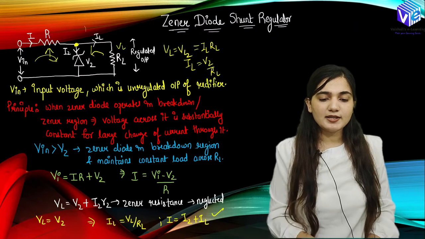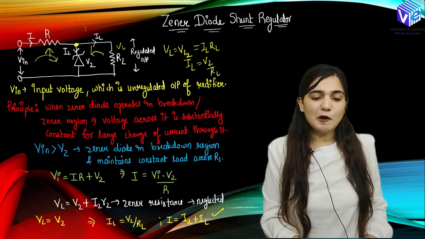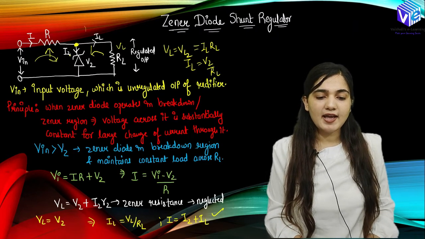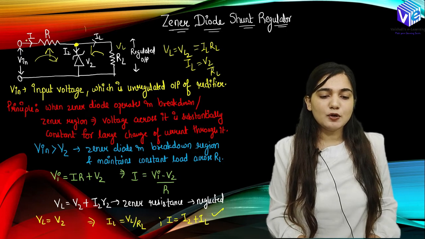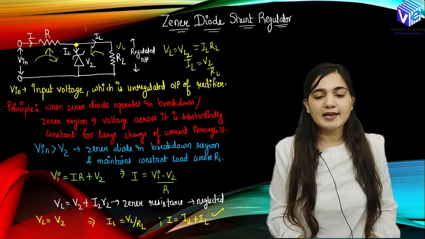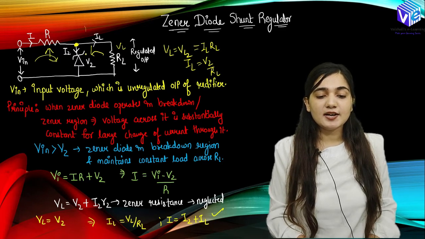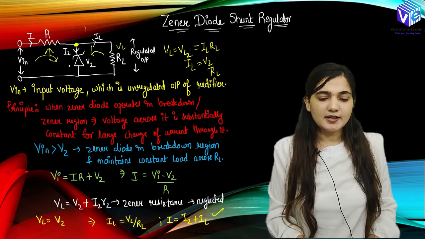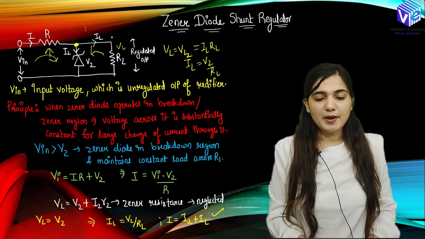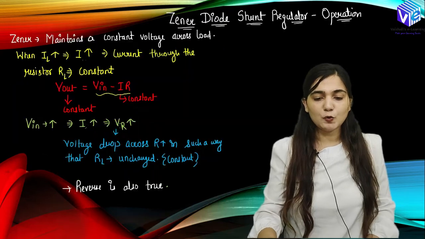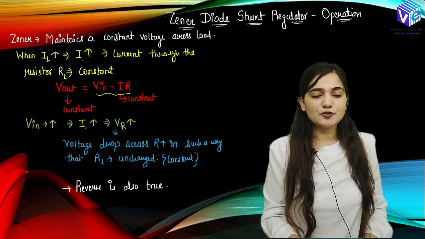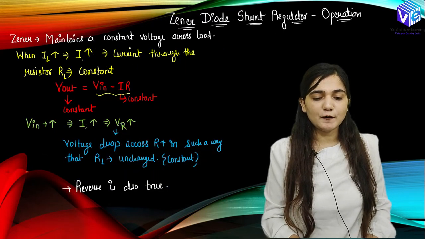Now from here you can see IL is a constant. If I have a change in V in, I will vary, due to which IZ is going to vary but IL is going to be constant. So I will have a changing current flowing across the Zener diode, but it is not going to impact the voltage across the load. It would be constant. So the Zener is going to maintain a constant voltage across the load.